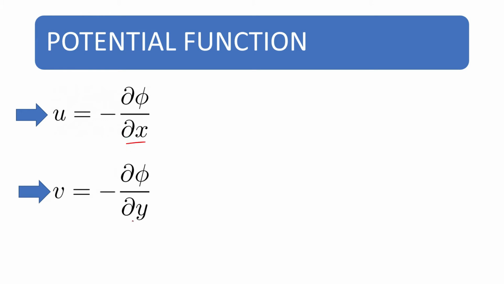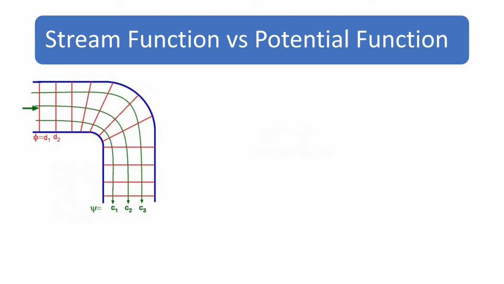Now let us see what a potential function is. A potential function is defined similar to the stream function, but in such a way that u is equal to minus dou phi by dou x and v is equal to minus dou phi by dou y. So for an equipotential line, phi will be constant. That is, the potential function will be constant.